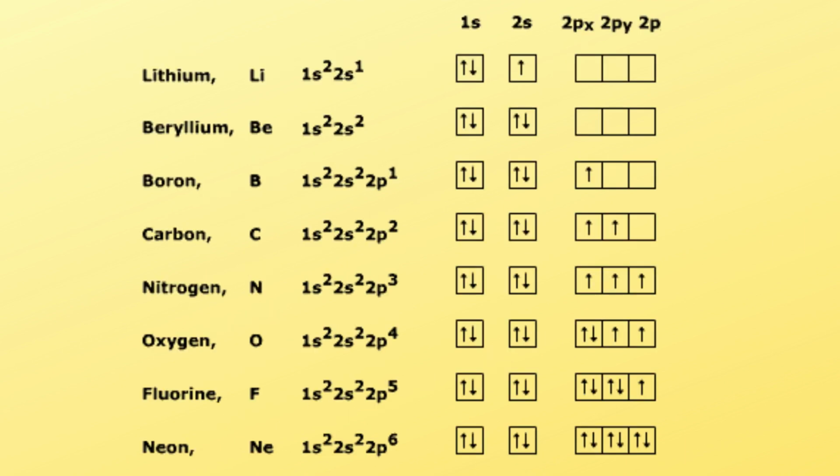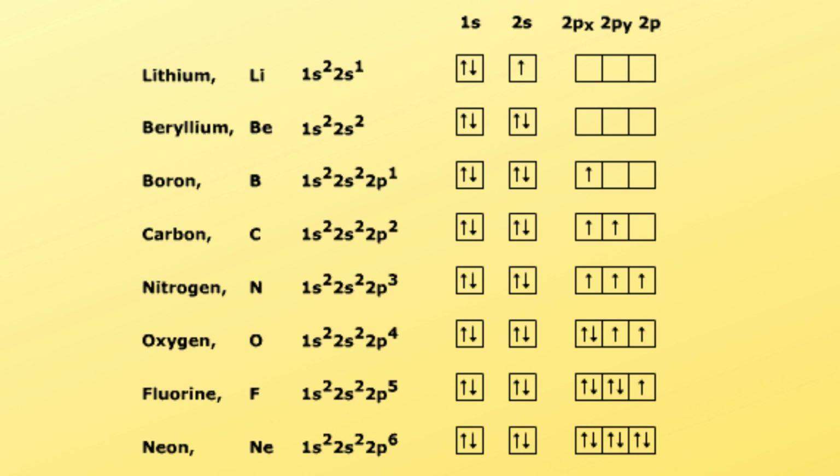So here come the examples of how to fill up. Lithium: 1s2, 2s1. How is that? Lithium has atomic number 3, so as you know, there are 3 electrons. The first 2 electrons go to the first orbital inside the first shell.